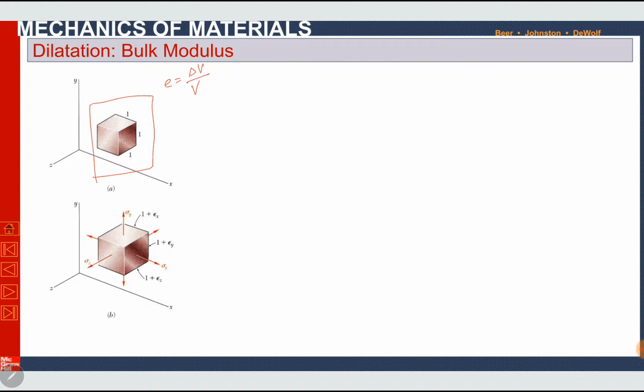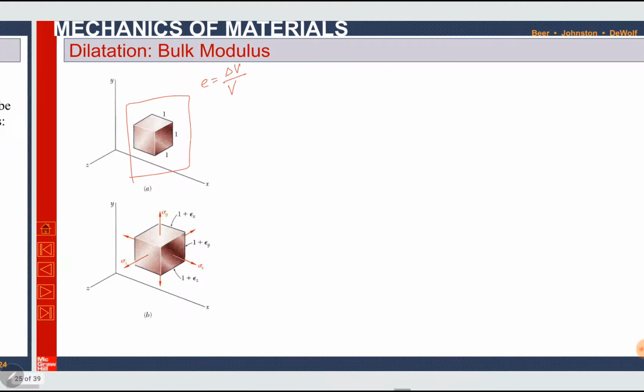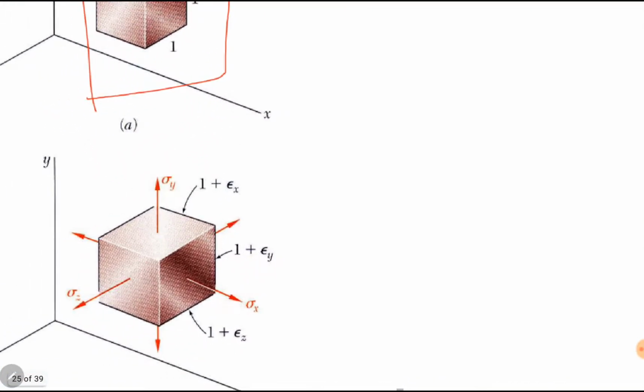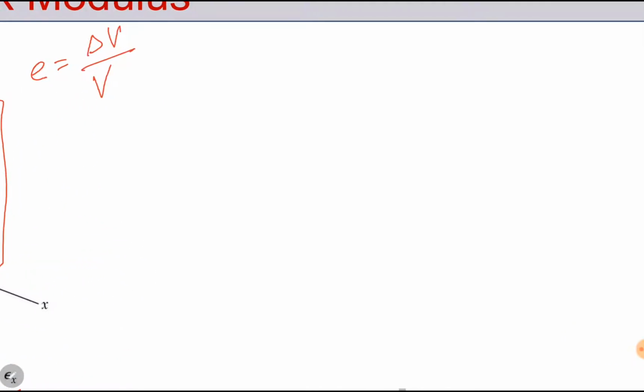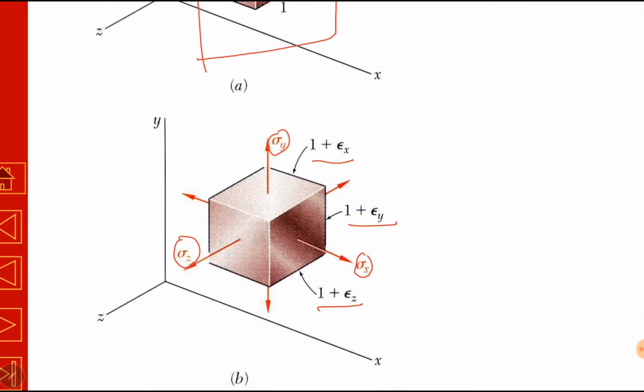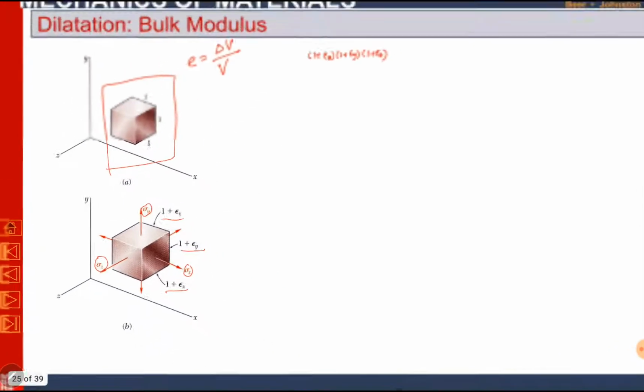After applying stresses sigma x, sigma y and sigma z, the new dimensions of the sides are 1 plus epsilon x, 1 plus epsilon y and 1 plus epsilon z. So the new volume will be 1 plus epsilon x multiplied by 1 plus epsilon y multiplied by 1 plus epsilon z, the product of the sides of this cube. This is the new volume.